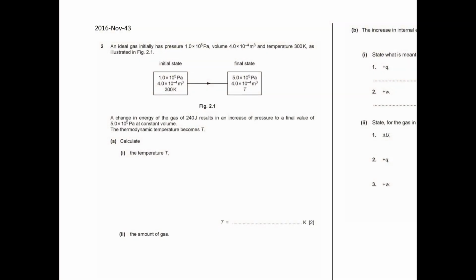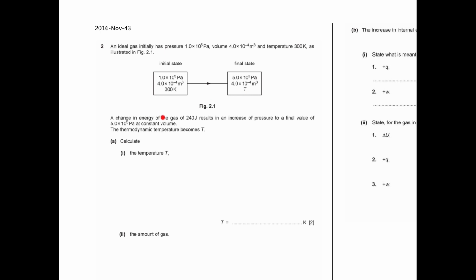Let's go through this. An ideal gas initially has pressure 1.0 times 10 power 5, volume 4.0 times 10 power negative 4, and temperature 300 Kelvin, as illustrated in figure 2.1. So you can see the flow chart to understand it. After that, what you see here is an increase in pressure. The pressure increases from 1 times 10 power 5 to 5 times 10 power 5. Volume remains the same. Temperature, we need to count it out.